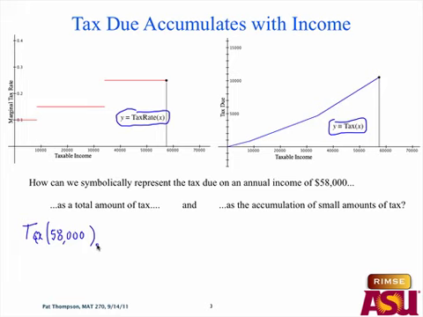Okay. Now, similarly, how can we represent that same amount of tax due as an accumulation of small amounts of tax? How can we represent it as, instead of just end of the year, here's what you owe, as it accumulated over the year? How can we represent it that way? Piecewise function.